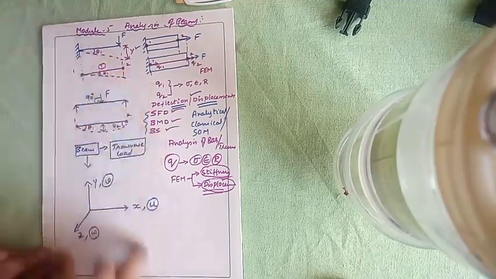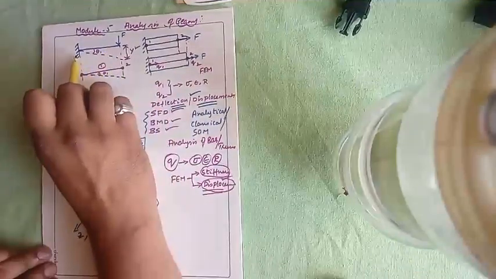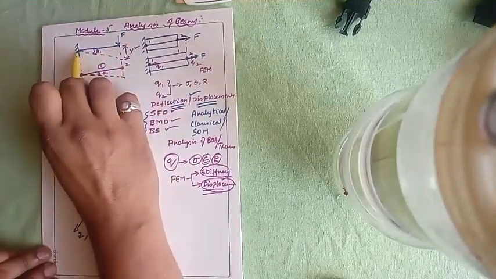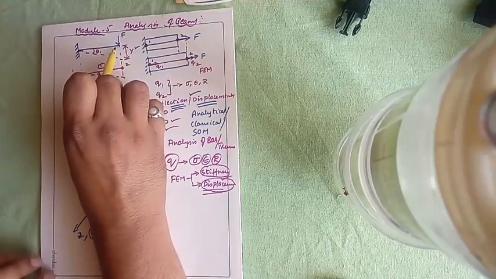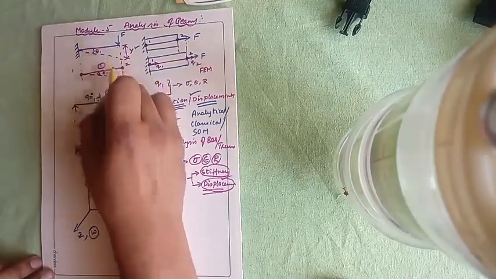Based on these basics only, we are going to build the shape functions and the stiffness matrix. Now look into this. This is a cantilever beam. One end is completely fixed, whereas the free end is subjected to a force F. Now what is going to happen?